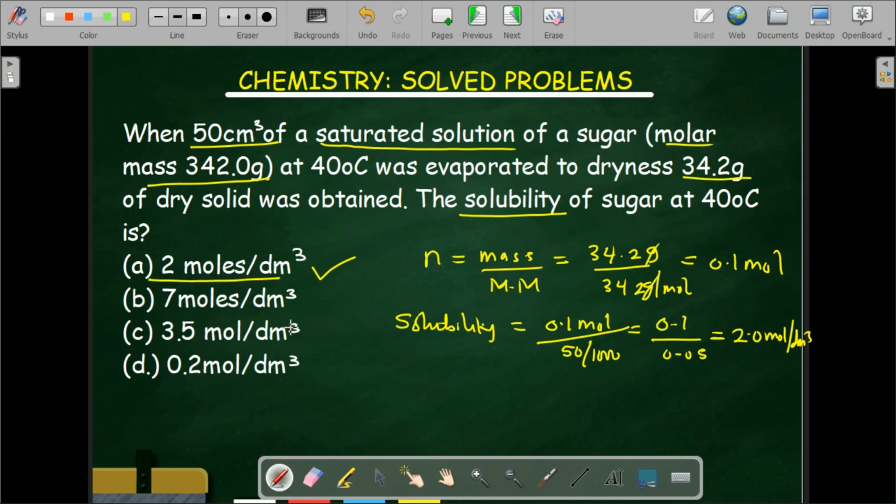Now, it's also possible that the question can limit you to calculating it in grams per dm cube. Assuming the question is requesting the calculation in grams per dm cube, we would use the 34.2 grams directly, divided by 0.05 dm cube. You can punch the calculator and get your answer in grams per dm cube. So we have come to the end of the solution to this problem.